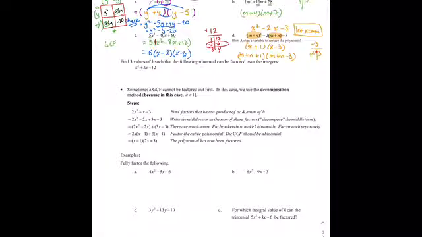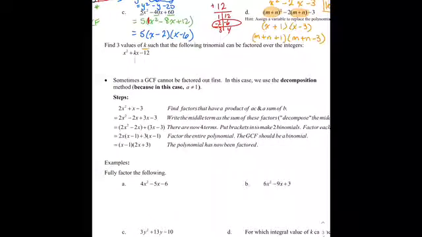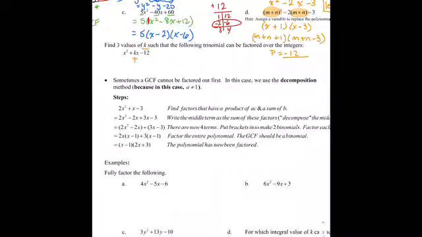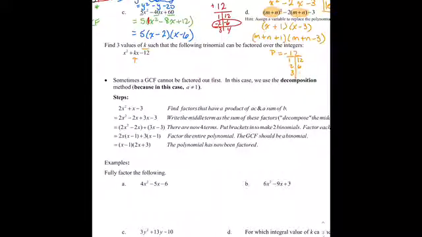Now the next one says find 3 values of k such that the following trinomial can be factored over the integers: x squared plus kx minus 12. So what numbers could go in there for k? Well, if I'm looking for a product of negative 12, what numbers multiply to give me negative 12? Well, 1 and 12, 2 and 6, and 3 and 4.